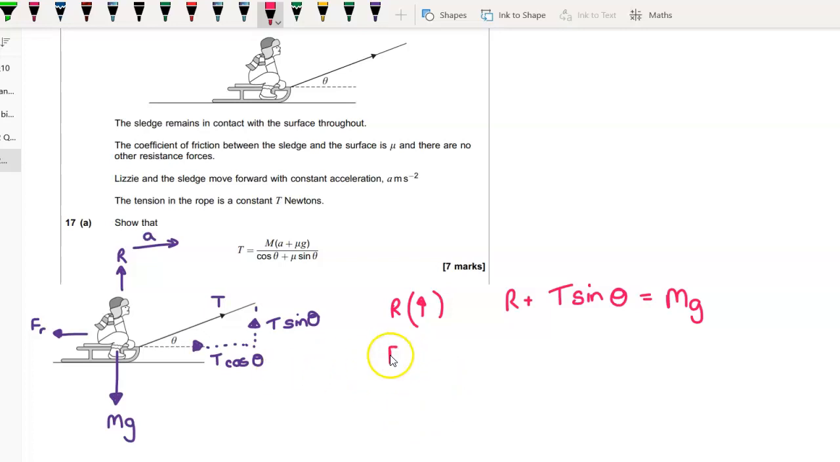Let's do F equals ma now. Horizontally, the motion is horizontal, so F equals ma, going that way. Our positive force is T cos theta, because that's going in the direction of travel, and our negative force is the frictional force, so we take that away, and that's equal to the mass, m, times our acceleration, a.